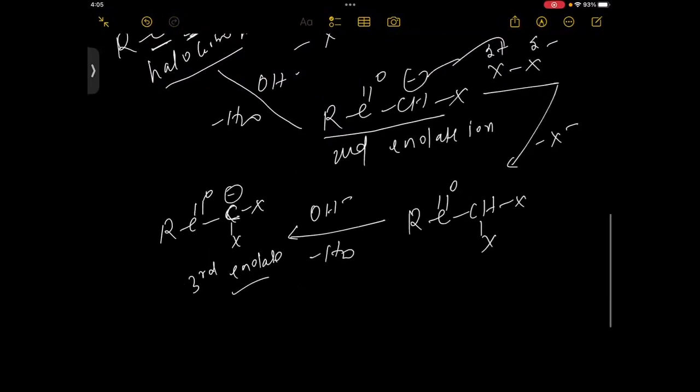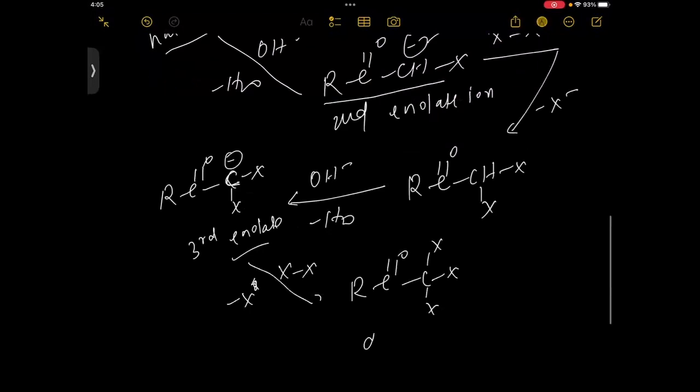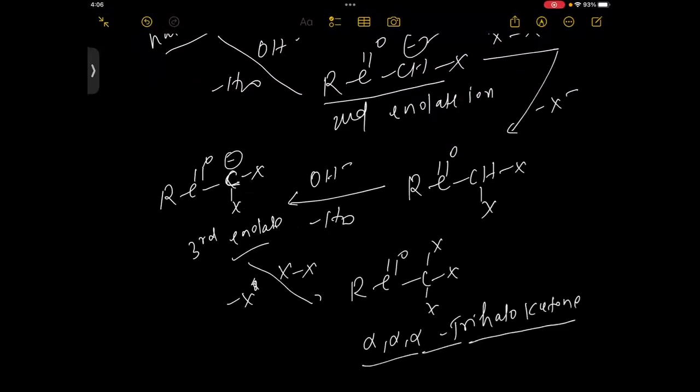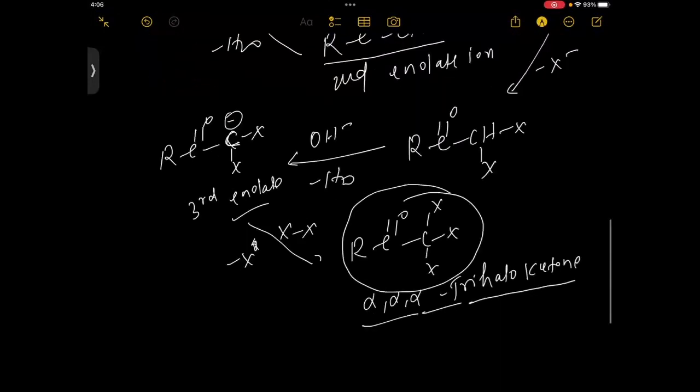Now students, what will happen? Again X will be removed as X negative, and R-C=O-CX3 will form. This is called an alpha alpha alpha trihaloketone. So students, this compound is generated. Now what will happen? Understand.